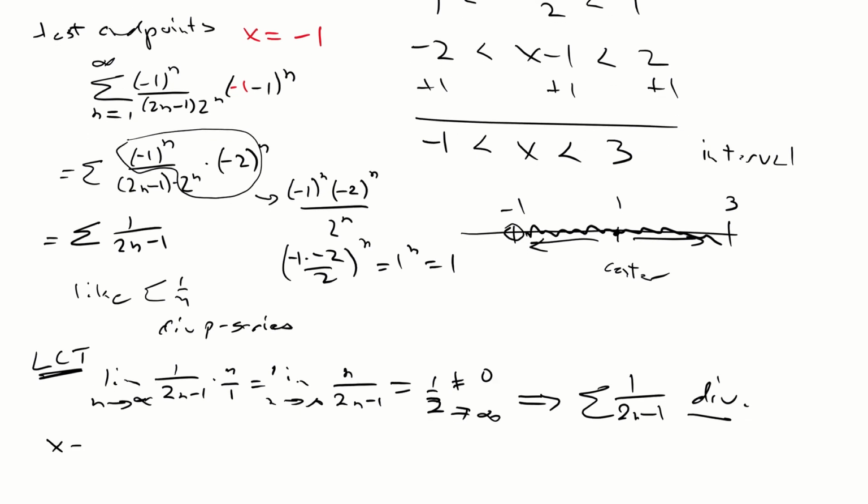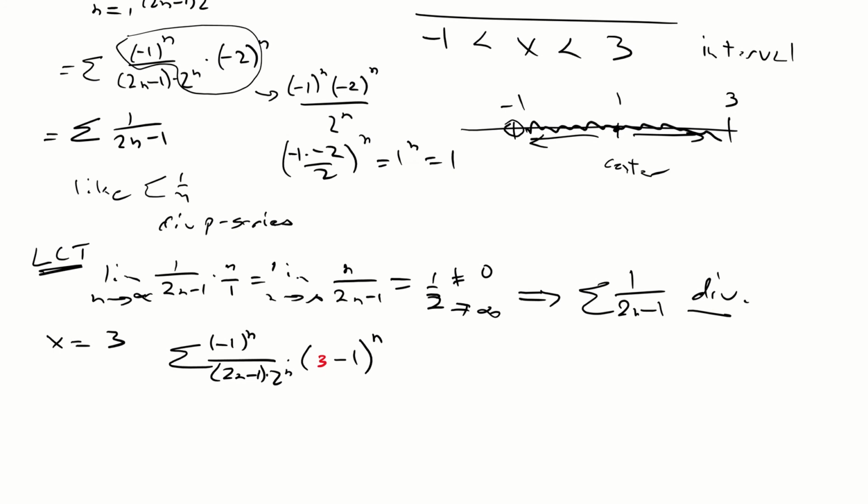What about x is equal to 3? Here comes the series, -1 to the n. Downstairs is 2n minus 1 times 2 to the n. And this time, instead of -1 to the n, we're plugging in a 3. Okay? If we do that, look what happens to those powers of n. You've got the series -1 to the n. We've got downstairs 2n minus 1, and then 2 to the n, and then another 2 to the n, huh? You see that? We can actually cancel those guys. Goodbye, goodbye.